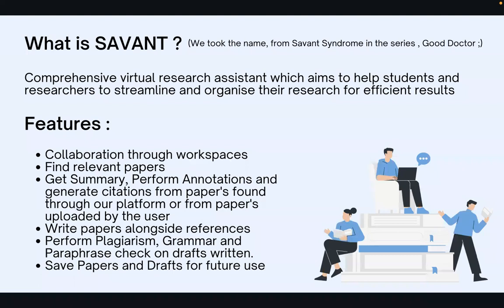So, what is Savant? It is a comprehensive virtual research assistant which aims to help students and researchers to streamline and organize their research for efficient results and increased productivity. Some of the features which Savant offers are collaboration through workspaces, finding relevant papers as per keywords, getting summaries, performing annotations on their PDF for future use, and generating citations in three different formats from papers found through our platform and even from papers which are on the user's local machine.